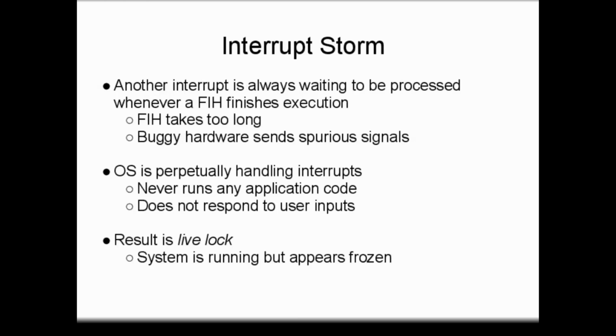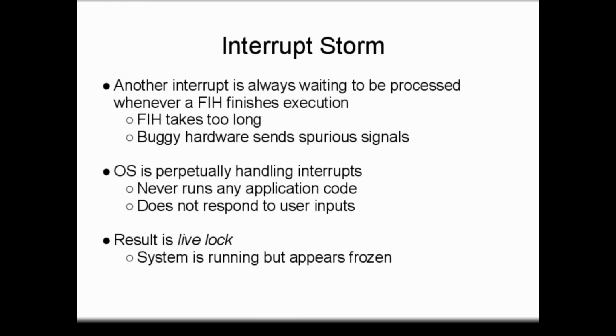However, inside the operating system, this could lead to something called an interrupt storm, which is really bad. An interrupt storm occurs whenever another interrupt is always waiting to be processed whenever a fast interrupt handler finishes its execution. That could occur either because the fast interrupt handler is too long and needs to be split into a fast and a slow handler. This can also occur if hardware has certain bugs that cause it to raise spurious interrupts.